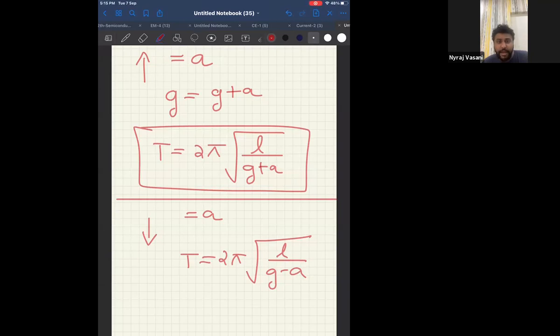Now listen. If the body falls freely, A will be equal to G, correct? And that is my next case actually. If A becomes equal to G, can I say my time period becomes infinite? Because the denominator becomes G minus G, and the denominator becomes 0. If the denominator is 0, the numerator becomes infinite, correct? Yes. What is the actual meaning of the word infinite?